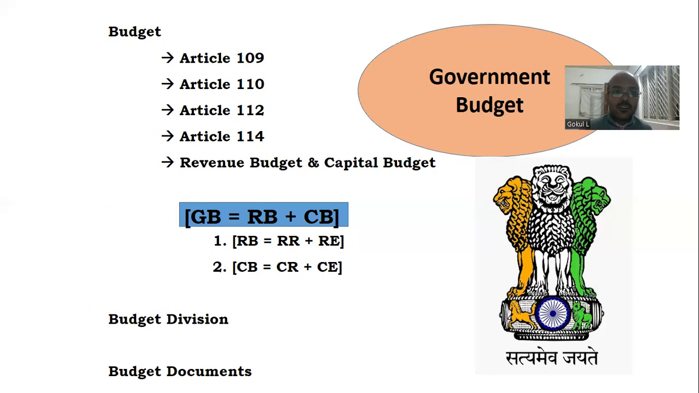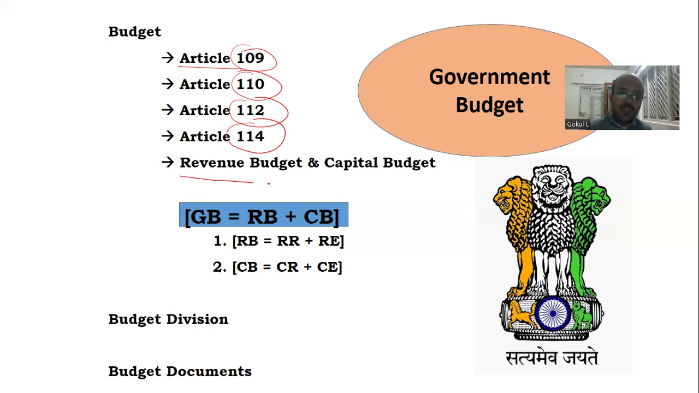All right. So next, these are the important articles which we have to focus on. Articles 109, 110, 112, 114 are very important articles which we have to keep in mind, which speak about money bill, finance bill, annual financial statement. Article 112, annual financial statement. Articles 109 and 110 speak about money bill and finance bill. Very important set of articles.